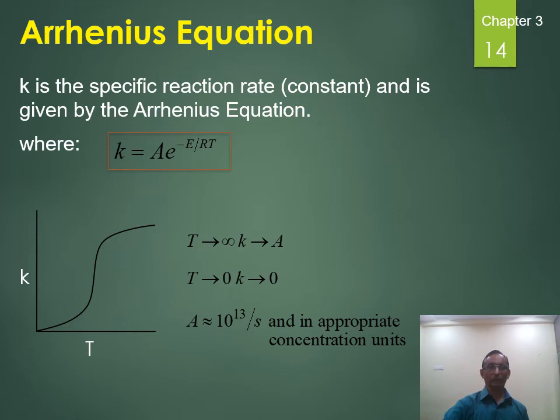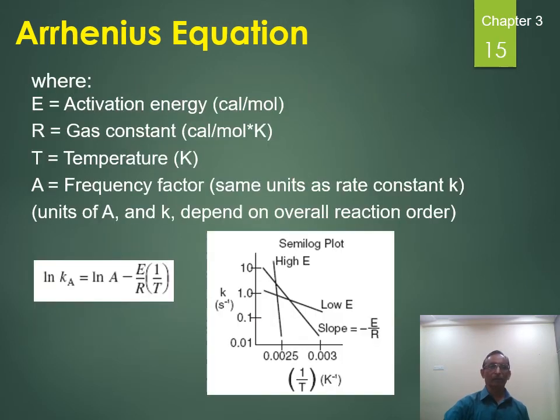To plot that graph, you have to take the logarithm of both sides. That is ln k equals ln A minus E by R into 1 by T. So you have to plot ln k against 1 by T, the reciprocal of temperature. That gives the activation energy, shown in the next slide. In the Arrhenius equation, E is the activation energy in calorie per mole, R is the gas constant in calorie per mole per degree Kelvin. Remember, we have to convert the temperature: T is temperature in Kelvin, and A is the frequency factor, with the same units as the rate constant.